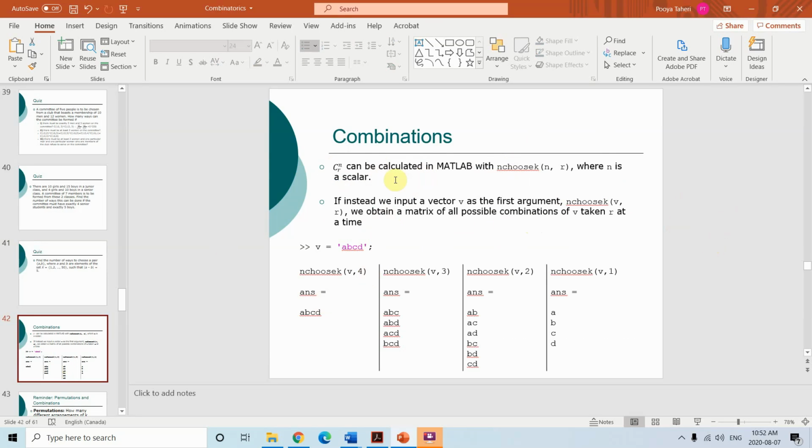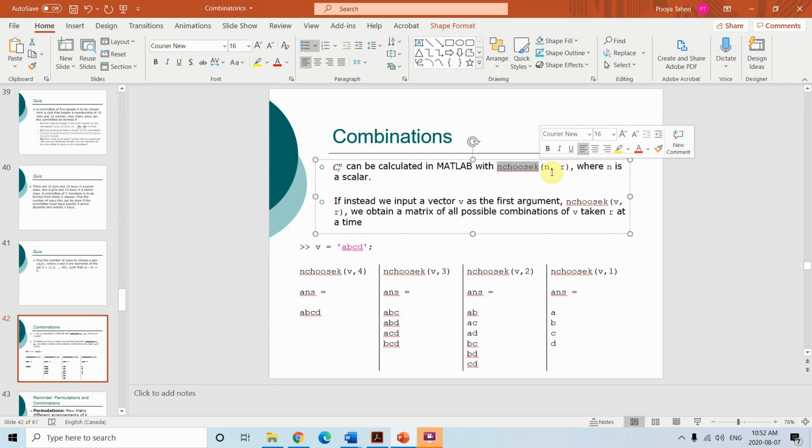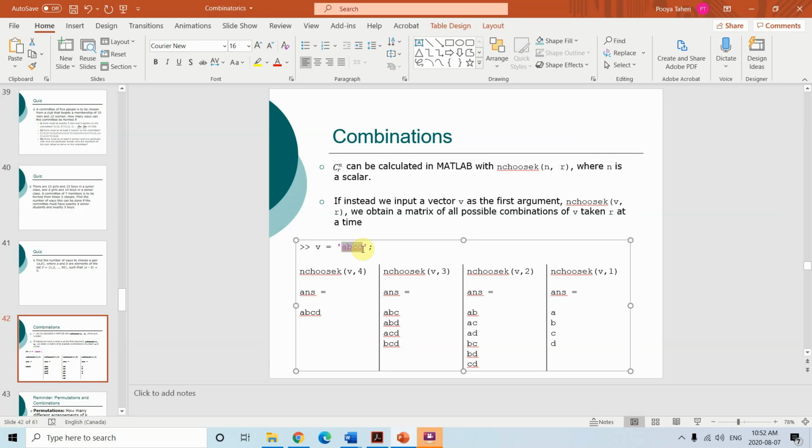In MATLAB, if you want to find the different r-combinations of n objects, you can use the function nchoosek. N and R can have any name that you want; they're just variables. So here, for example, if we say nchoosek(v, 4), where v is a string of 4 letters, there is only one way of choosing 4 out of 4. That's the only combination we can have.